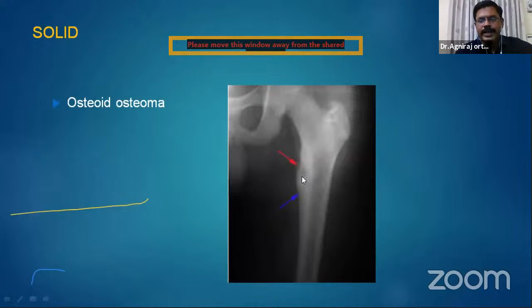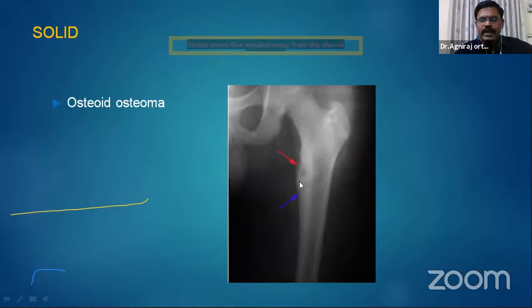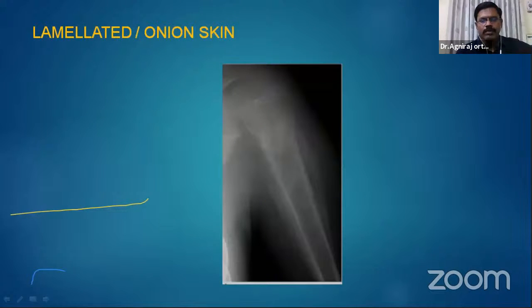So this is the nidus. It is actually not geographic. You should say it is a sclerotic lesion with a lytic lesion inside, a lysis surrounded by sclerosis. The lysis is the nidus. Nidus is the most characteristic feature of osteoid osteoma. Okay, very good. Then we will call Veeramani.